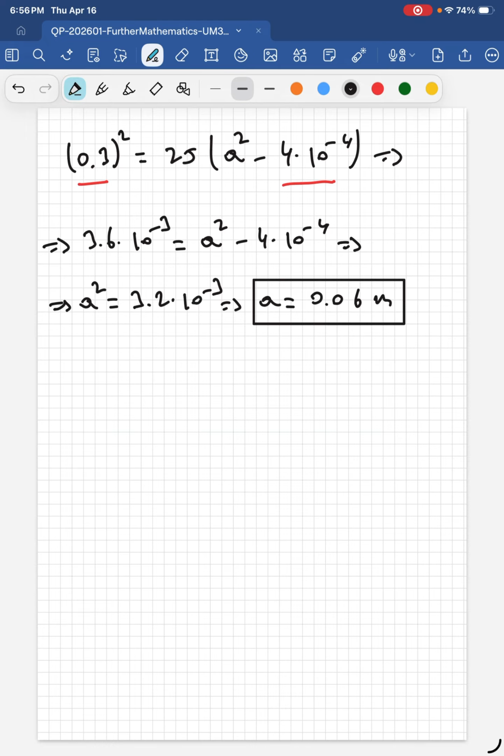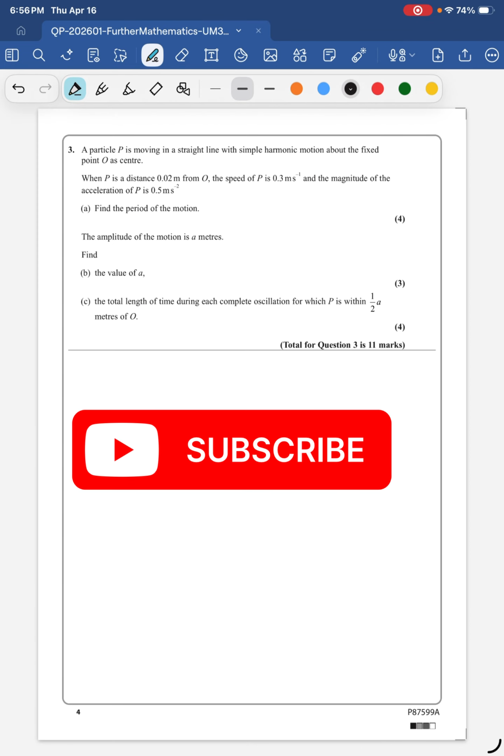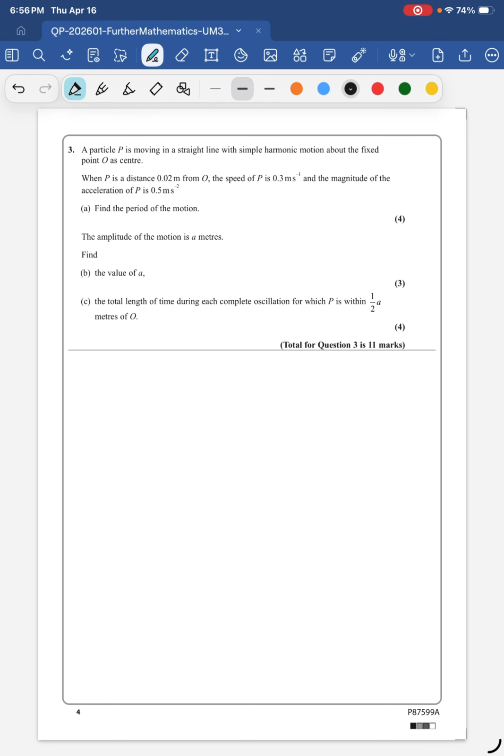But there's a part C. So let's go back and read it. Okay, so part C says find the total length of time during each complete oscillation for which P is within 1/2 of an amplitude meters from O. Okay, it should be from O. That's a typo, I believe. So let's go back. We use another clean page.